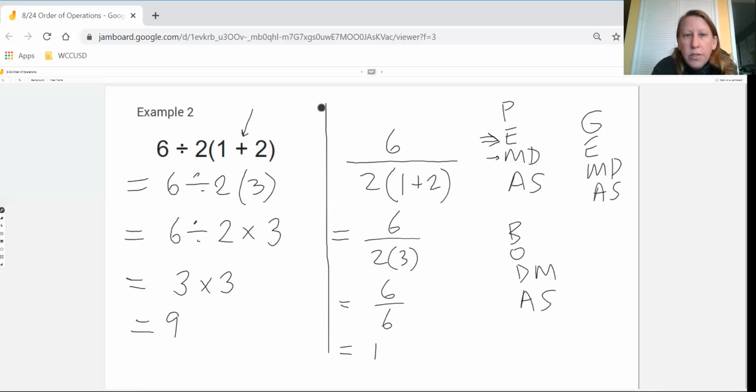So this is a really interesting problem that they argued about a lot. And it's how you interpret it. And the problem itself is ambiguous and not a very good problem. If you wanted to follow order of operations, you would get 9. If you wanted to value and think about the division symbol differently, you would get 1.